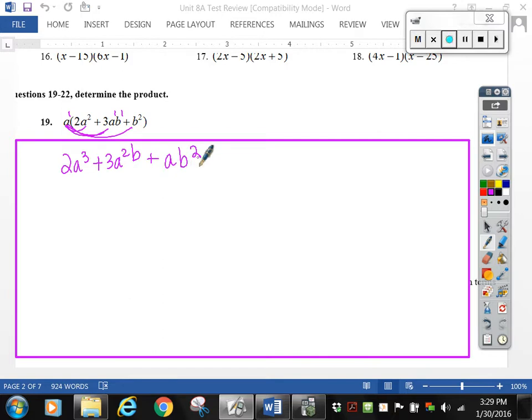Now, these are not like terms. Sorry, let me rewrite this a little neater. Okay, these are not like terms. Both of these terms have an a and a b. They both have an exponent of 1 and 2, but they're not exactly alike. So those are not like terms, so I am done.